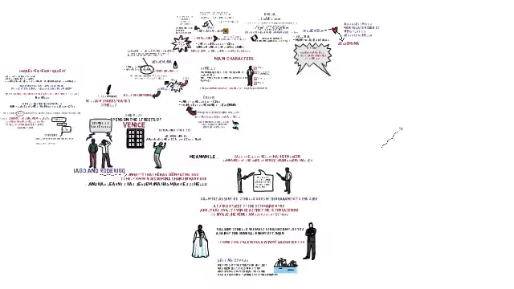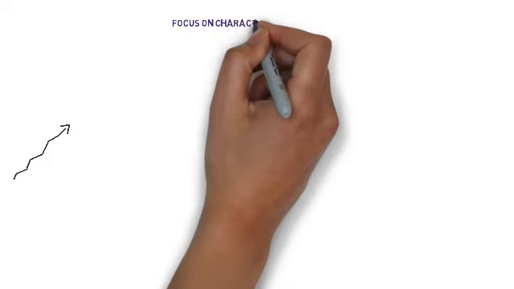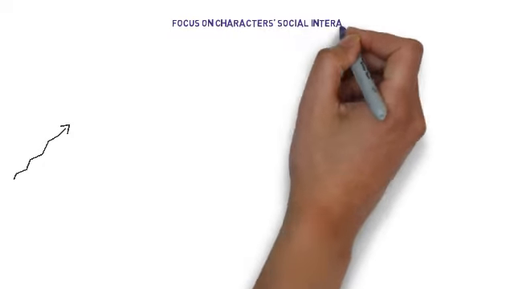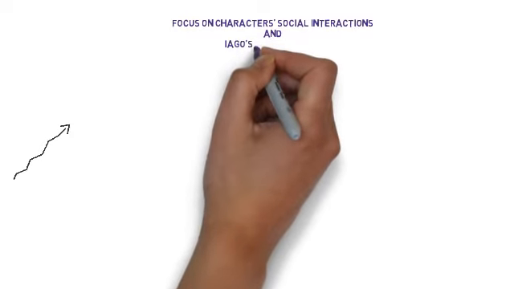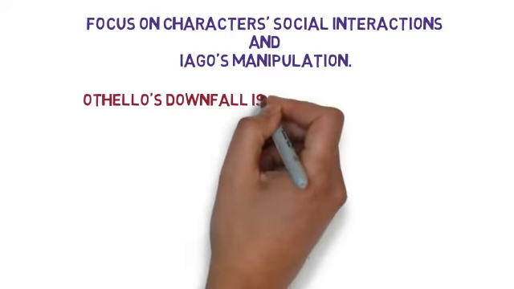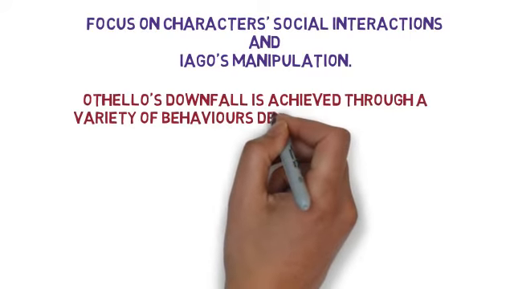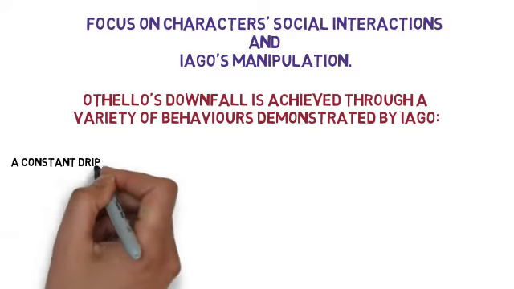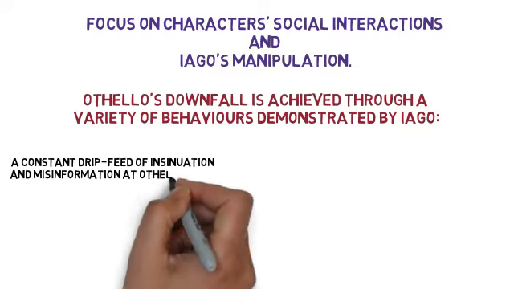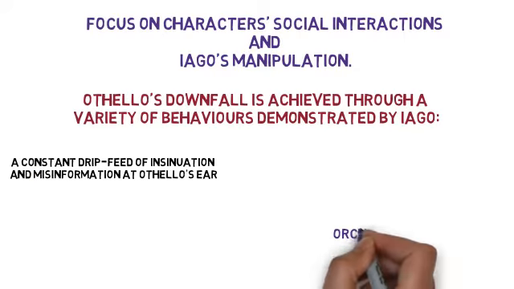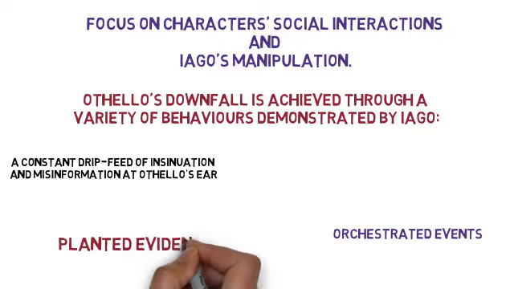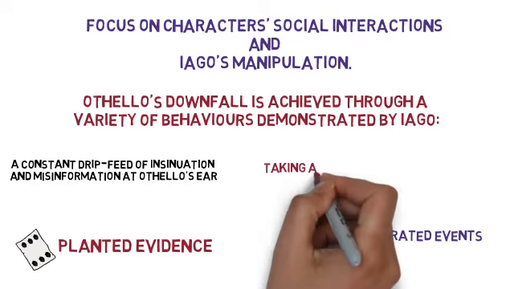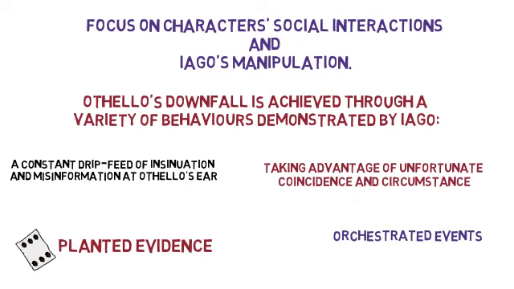Now, let's just move over here because most of the action in Othello now focuses on the character's social interactions and Iago's manipulation. Othello's downfall is achieved through a variety of behaviours demonstrated by Iago: a constant drip feed of insinuation and misinformation at Othello's ear, orchestrated events, planted evidence, and his taking advantage of unfortunate coincidence and circumstance, and his feigned loyalty to others.